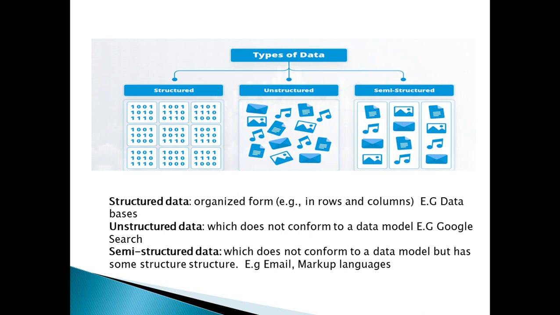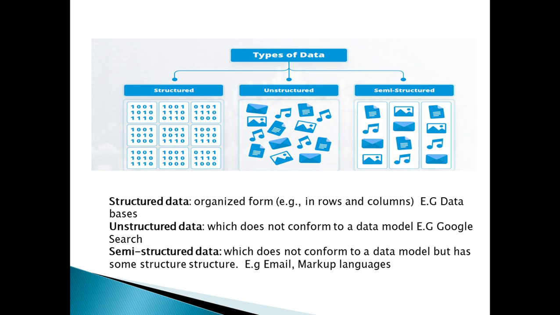Now comes to the structured data. Structured data is the finest form of data. This is in the organized form. Basically it is in rows and columns. As you see in this picture, the data is in an organized form in rows and columns. Examples of structured data are databases, data warehouses. In structured data, relationships exist between entities of the data such as classes and their objects. Data stored in databases is an example of structured data.